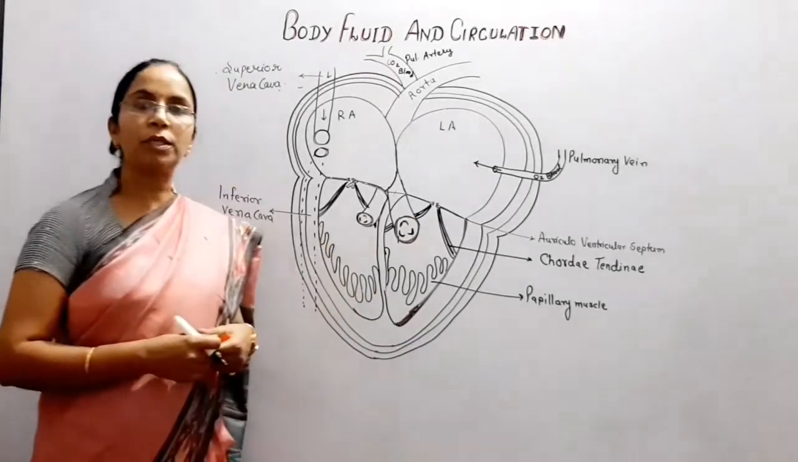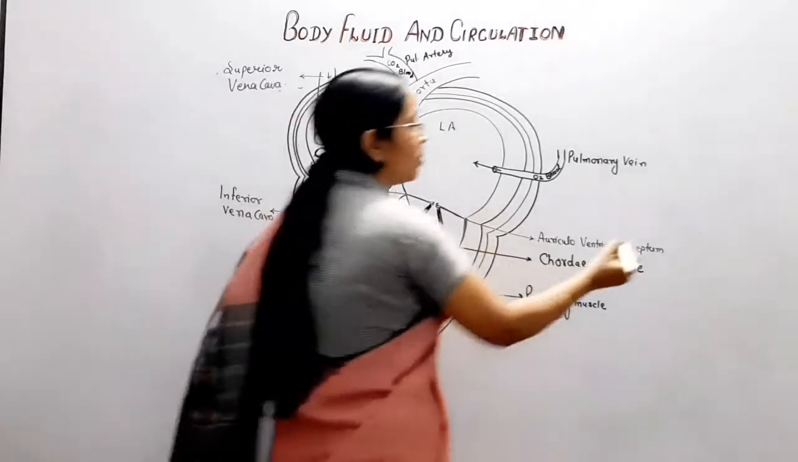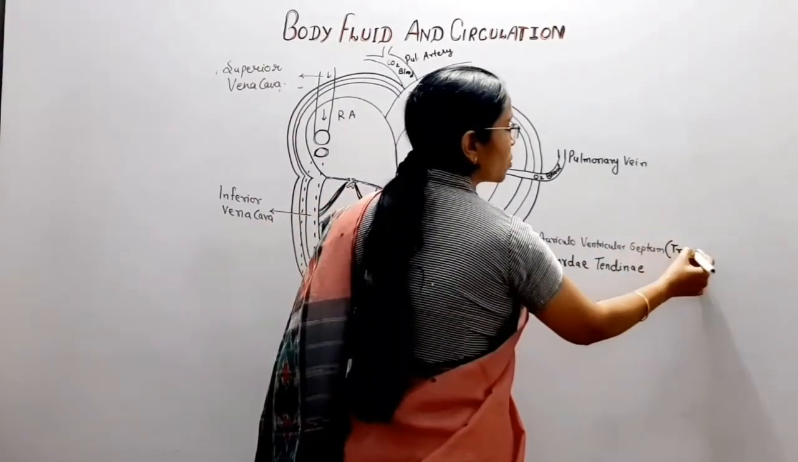Now when we come towards the septum, you remember one septum is the auriculoventricular septum, or you remember this is a transverse septum, and one.